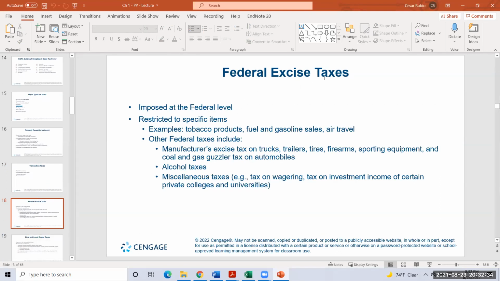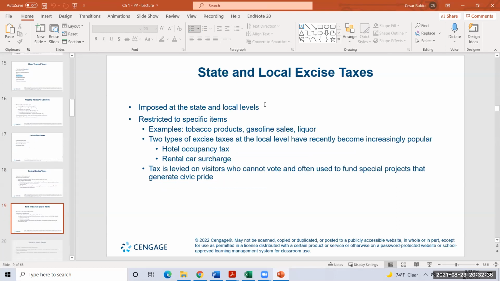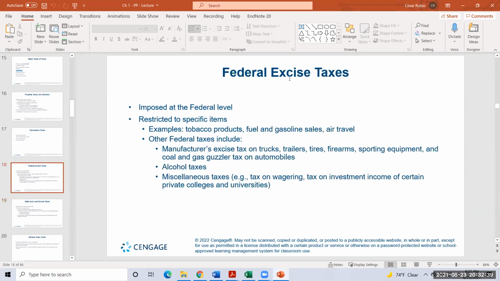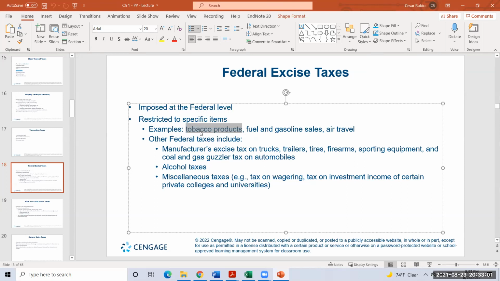Federal excise taxes. We have federal and state. So what exactly is an excise tax? The excise is normally a tax that you pay on specific items. So if you buy that specific item, then you may be taxed on it, so it becomes part of the cost. So if you buy cigarettes, there is a tax that you have to pay for buying this product, fuel, gasoline, and so on.